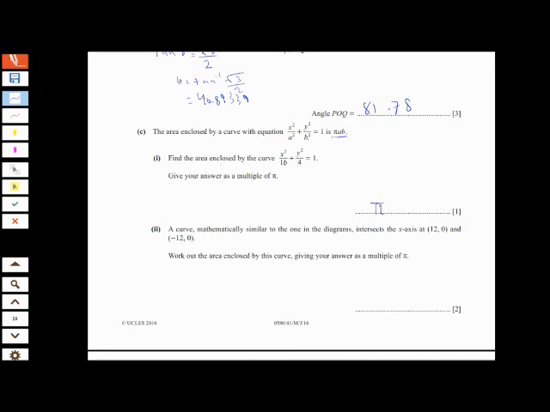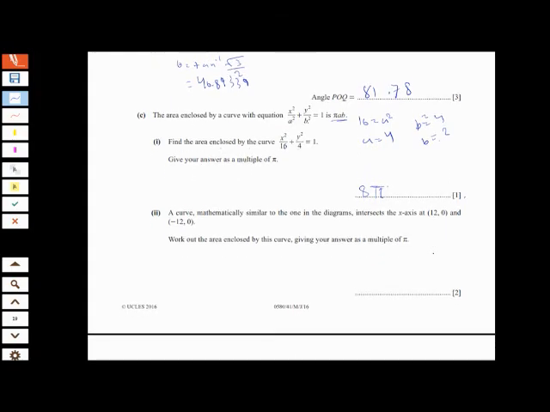So notice 16 is a squared. That means a equals 4, and b squared equals 4, so b equals 2. So ab is basically 4 times 2, which is 8. 8 pi. That's the answer. No wonder it's 1 mark, because it's easy. 8 pi.